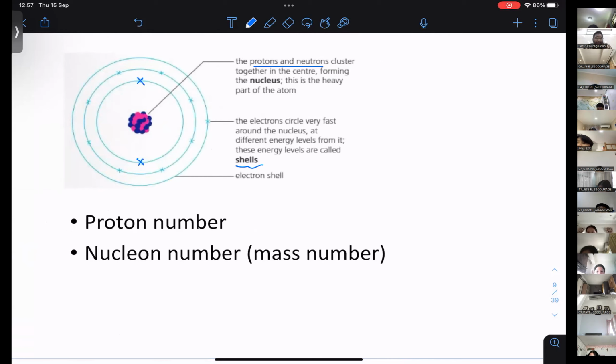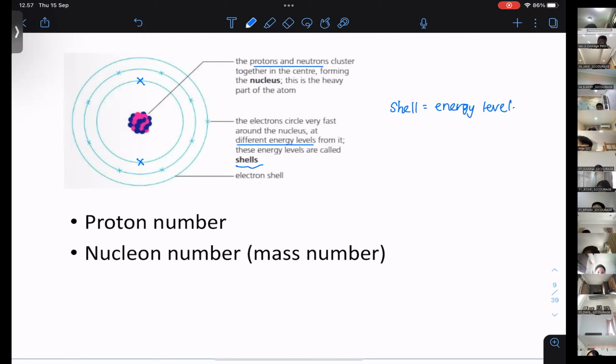So please take note. If you do further reading over here, you can see that shells are different energy levels. So basically, shells can also be known as energy levels. Another name for shell: shell is equal to energy level.